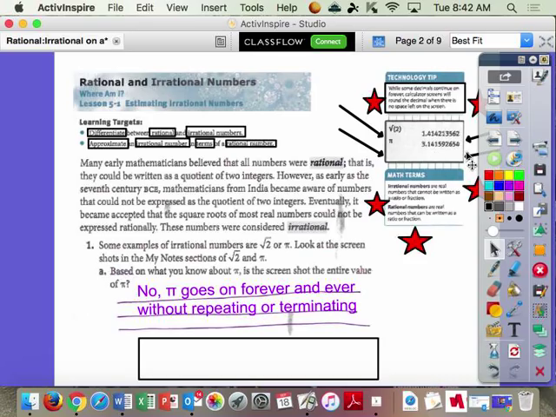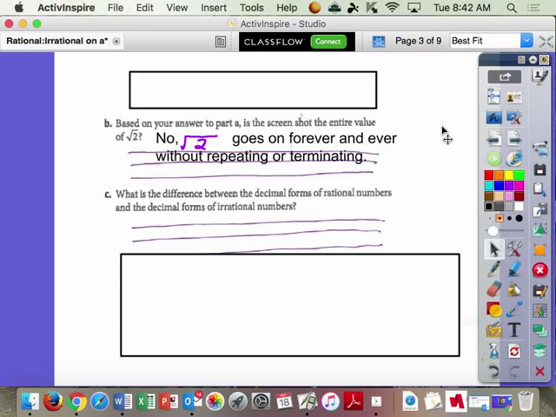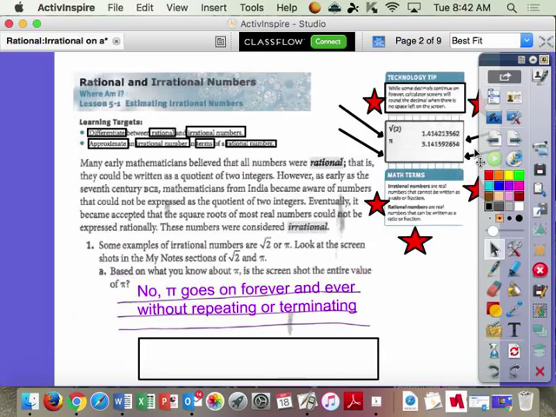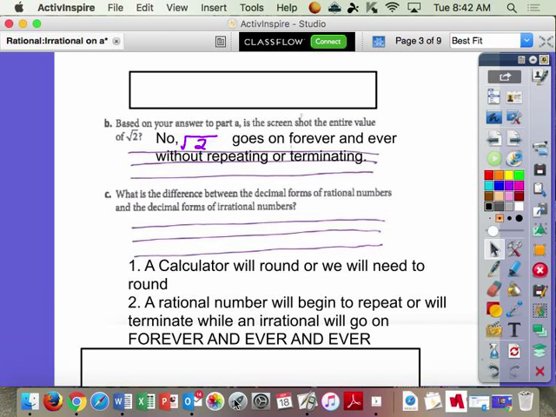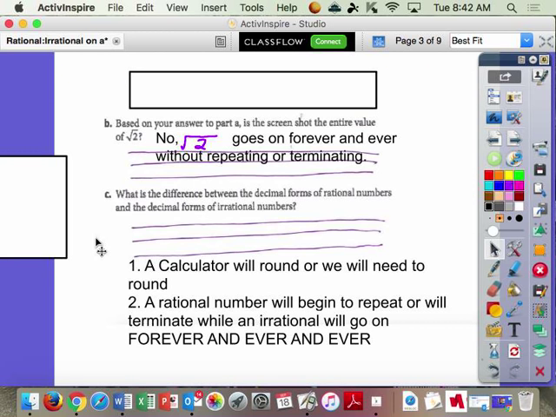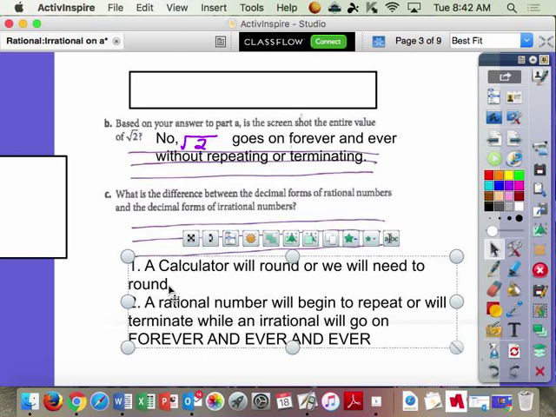Okay? So this is all you see, but there are people who have gone to the millionths place. Like, have a million numbers after that decimal. Okay? So if you do the same thing with the square root of 2, it's the same thing. No, square root of 2 goes on forever without repeating or terminating. Okay? So what is the difference between decimals of rational numbers? So what we did two classes ago, with our dividing of fractions, we got those decimals that were either terminating or repeating, versus these irrationals where you only see part of your answer. That is the difference. A calculator is going to round, or we have to round, with irrational numbers, okay?